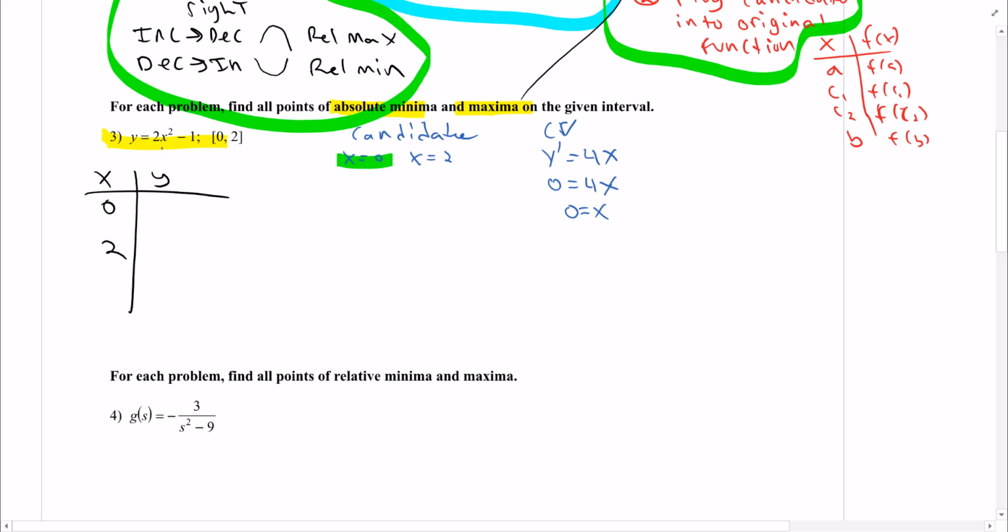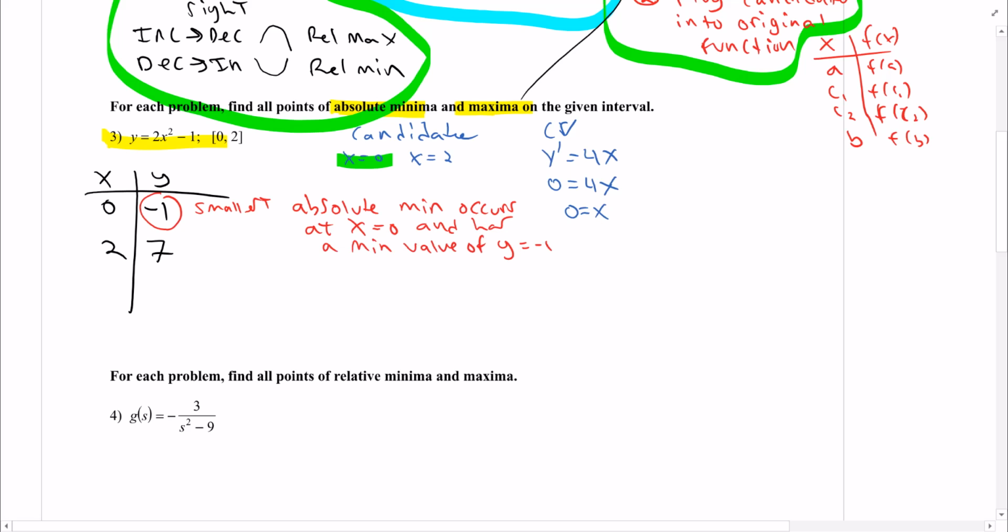If I plug in 0, I have 0 squared times 2 minus 1, which is negative 1. If I plug in 2, then I have 2 squared, which is 4, times 2 is 8, minus 1 is 7. So because this is the smallest, the absolute min occurs at x equals 0 and has a minimum value of y equals negative 1, because they will differentiate between that sometimes.